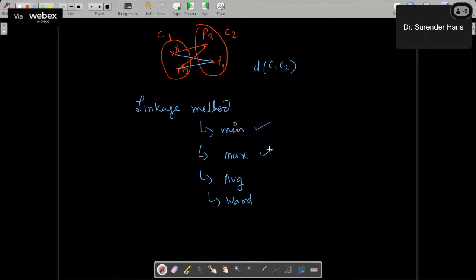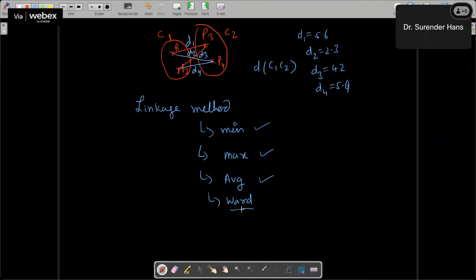So both the distance means, let's say this D1, D2, D3, and D4. Okay. So let's say D1 is 5.6, D2 is 2.3, D3 is 4.2, and D4 is, let's say, 5.9. So now the average is just 5.6 plus 2.3 plus 4.2 plus 5.9 and divided by 4. Okay. So now the word that we will discuss later, this word linkage method.